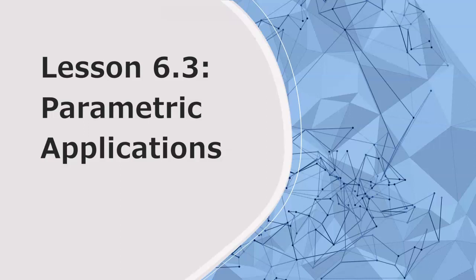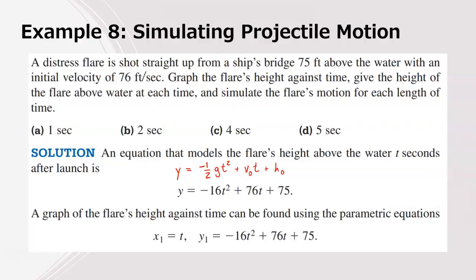Now, we've seen this type of problem not only in this class, but you've seen it in other classes previous to this one. But whenever we do parabolas, we will oftentimes incorporate it with a story problem similar to this one, where it says a distress flare shot straight up from a ship's bridge 75 feet above the water with an initial velocity of 76 feet per second. Graph the flare's height against time, give the height of the flare above the water at each time, and simulate the flare's motion for each length of time.